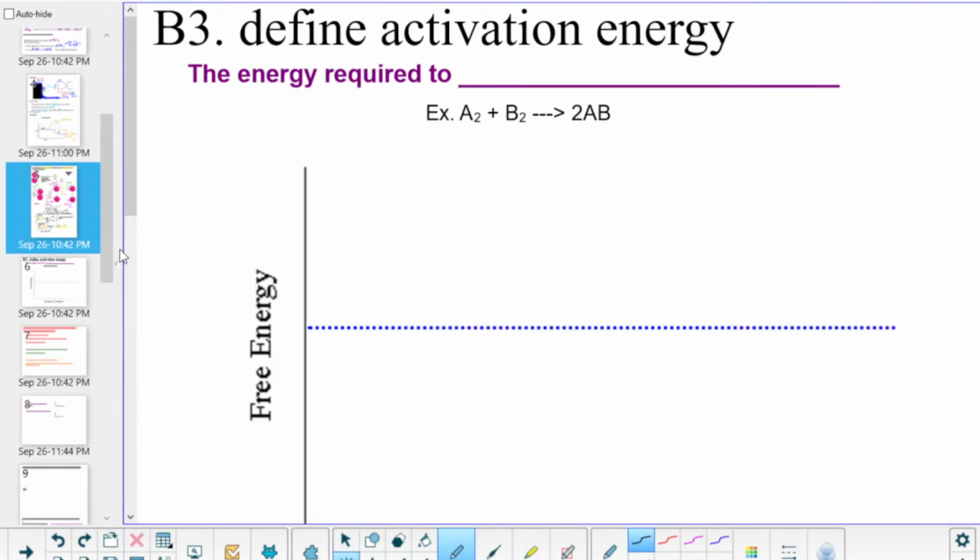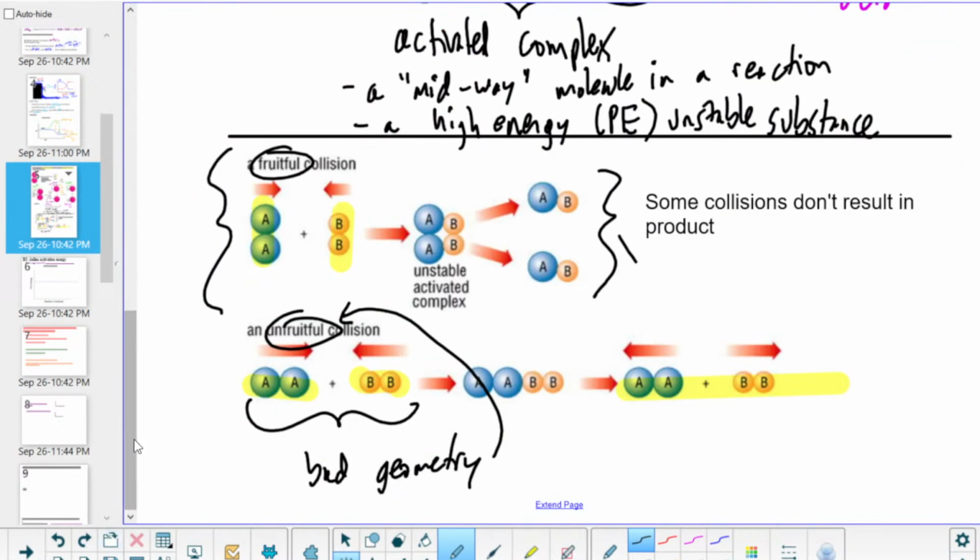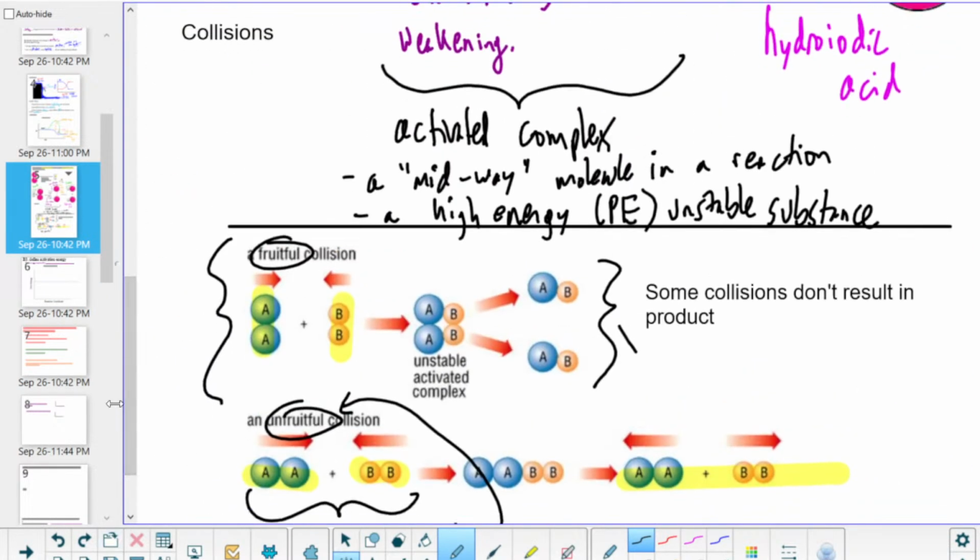Okay. Anybody still writing a couple of words from the last section? Okay.